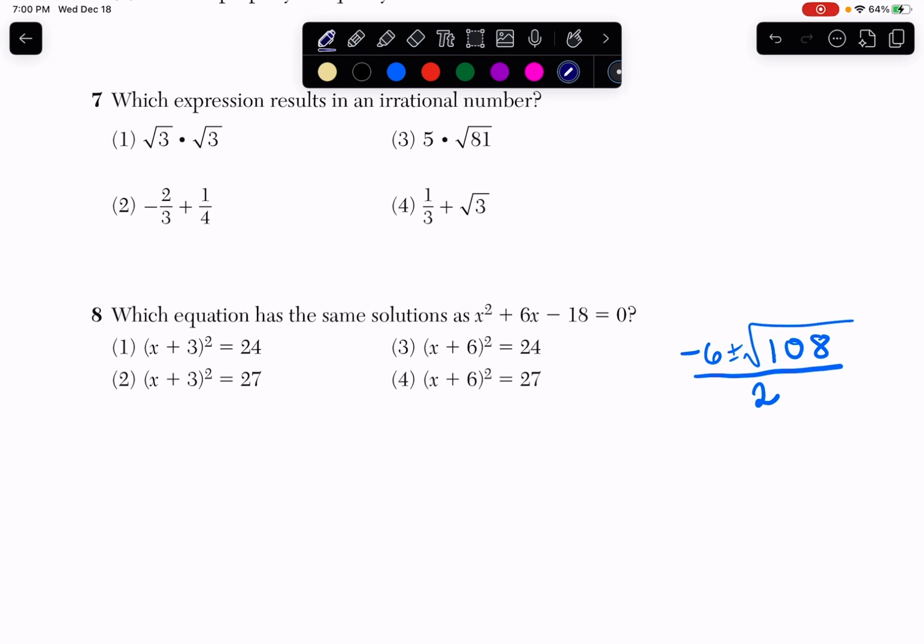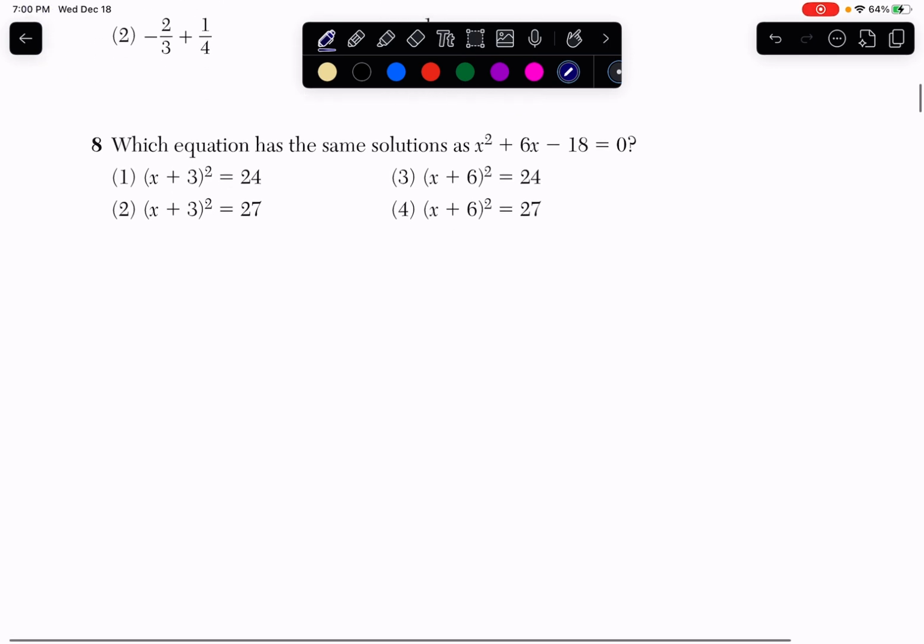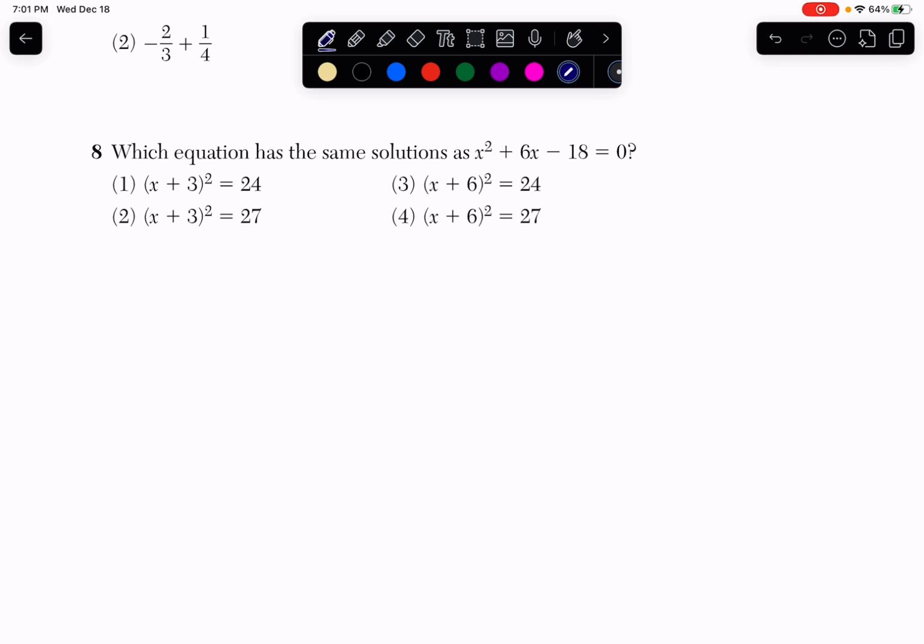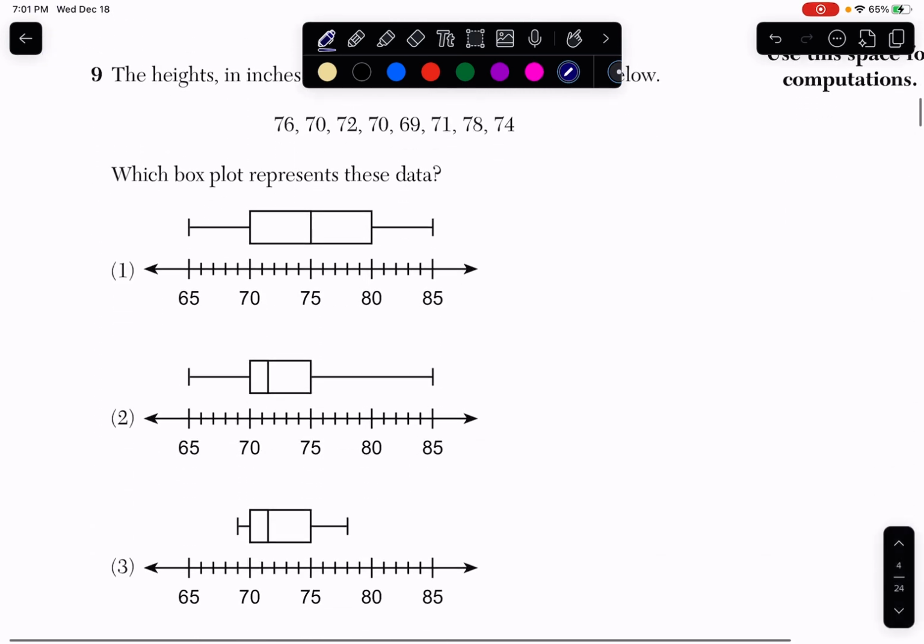Number 7, I'm going to call number 7 a category 2 because we haven't talked about irrational numbers this year, but you may have seen them in middle school. Number 8, we have not worked with quadratic equations very much, but we do know what solutions are. So I'm going to call this category 2. You see that a lot of this is category 2. We know some of it, not all of it.